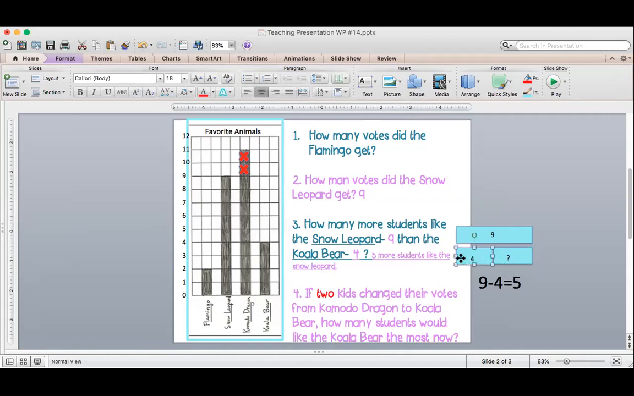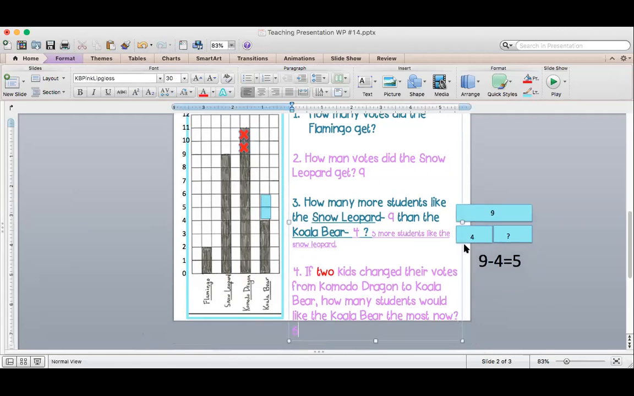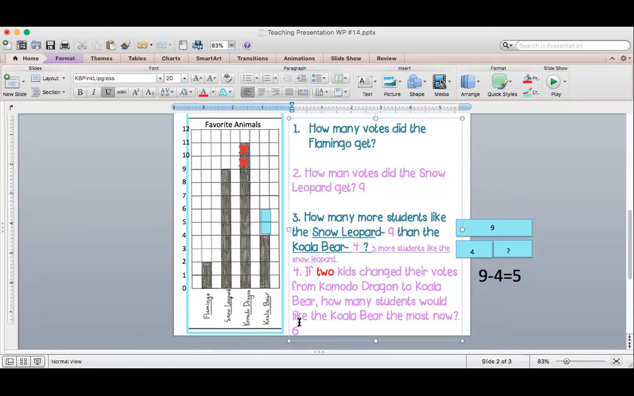Now they want to vote for koala bear. So let's see if I can make a little box. So then I had 1 more that voted for koala bear and 2 more that voted for koala bear. So if that happened, now how many students voted for the koala bear now? We're going to go up the bar. 1, 2, 3, 4, 5, and 6. Now we have 6 students that would choose the koala bear as their favorite.